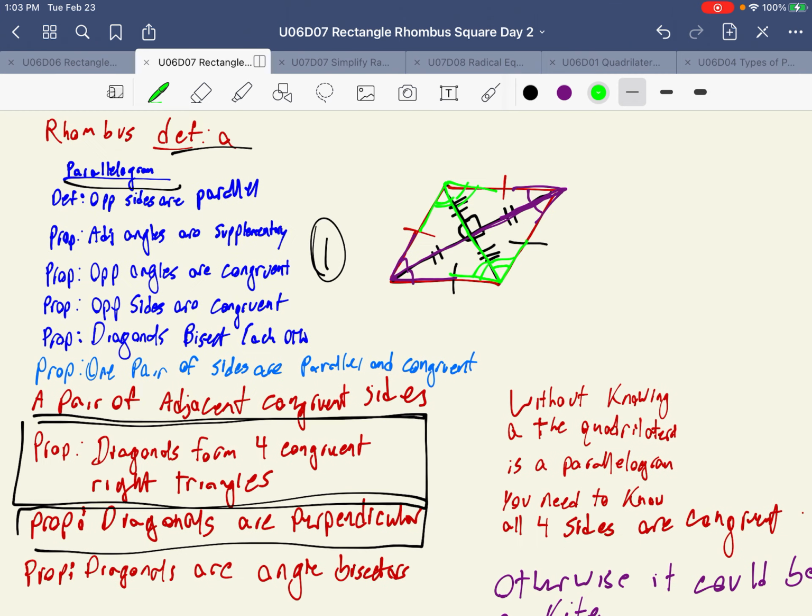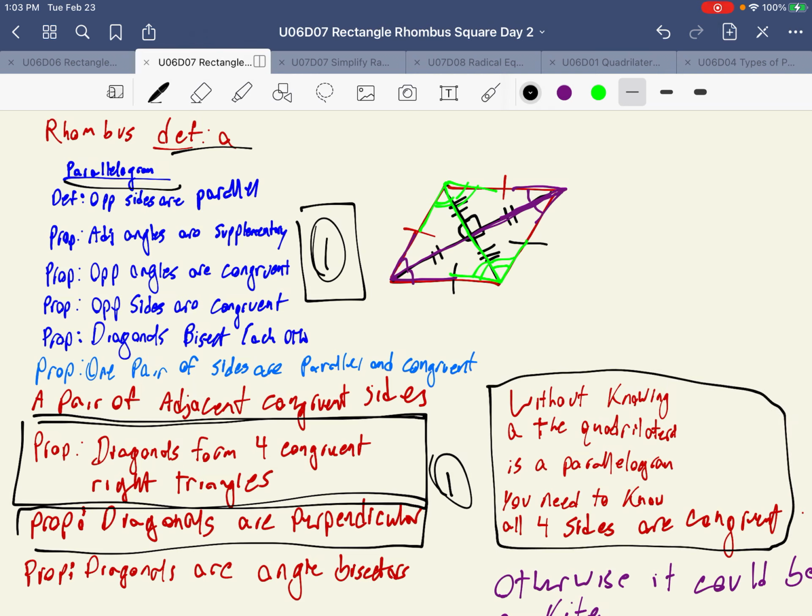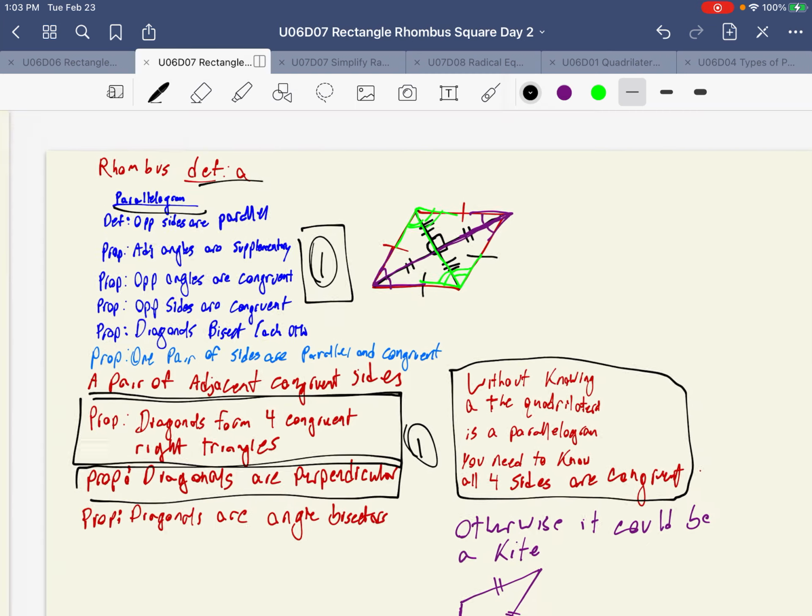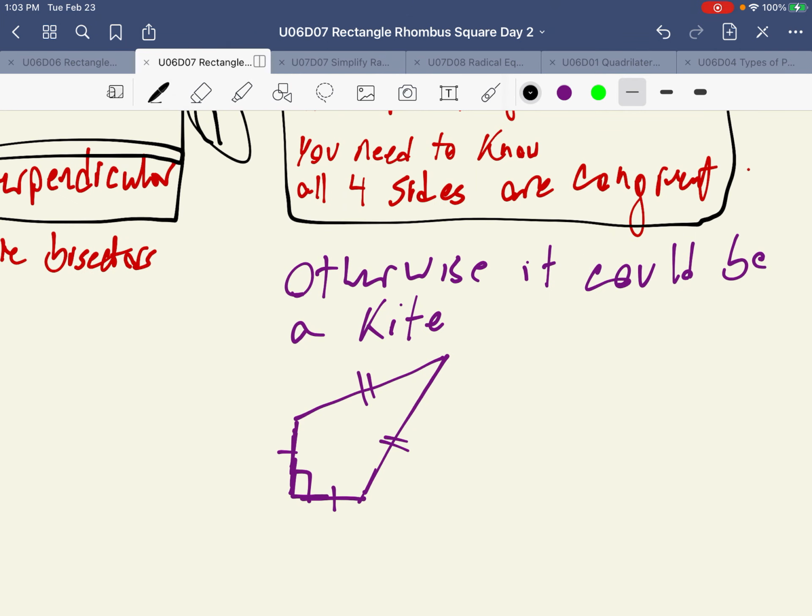So, in order to prove that you have a rhombus, you need to show that the quadrilateral you're given has at least one property of a parallelogram, as well as one property of a rhombus. Being told that all four sides are congruent is enough information to conclude you have a rhombus, because you have a pair of consecutive sides being congruent, as well as opposite sides being congruent, which is a property of a parallelogram. If you only know about two sides and nothing else, you could potentially be looking at a kite, which would have one pair of consecutive congruent sides, but is also not a parallelogram. So you need to confirm that you have a parallelogram as well.